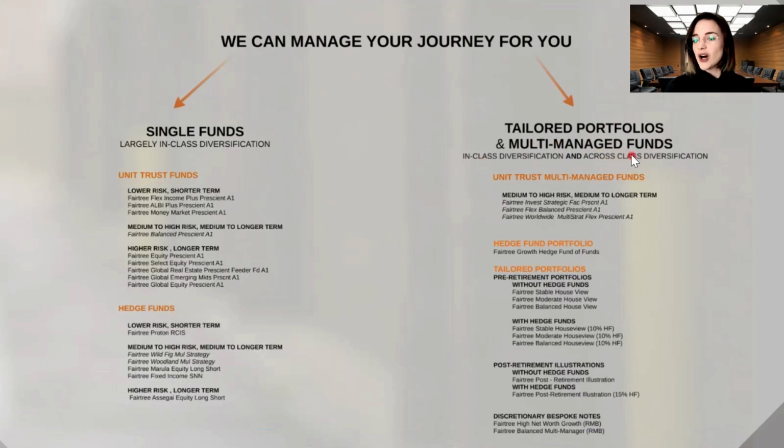And so taking a look at our unit trusts or our multi-manager funds, you'll see we have 3 medium to high risk options there, which is your longer, medium to longer term investments, as well as our growth hedge fund of funds. Now, what does this actually mean? This growth hedge fund of funds is taking a combination of the Wild Fig, Proton, and the Assegai and blending it together and giving it to you inside a single portfolio. So you are getting the benefits of more than one single strategy inside a single portfolio.